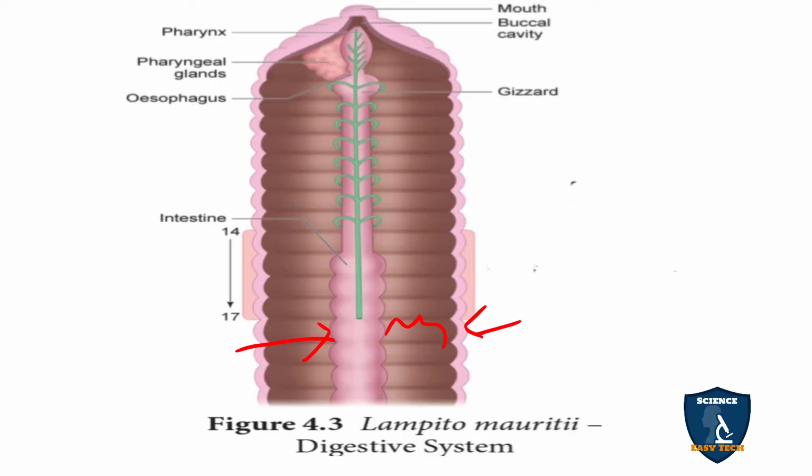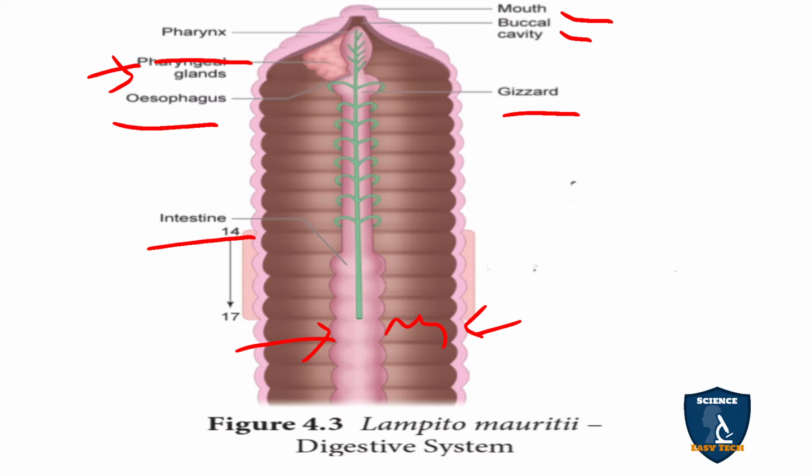Now we will see the digestive system. The digestive system starts from the mouth, then the buccal cavity. From the buccal cavity you can see the pharynx, and in the pharynx you have pharyngeal glands. After the pharyngeal glands you can see the gizzard, and the next portion is the esophagus. After the esophagus, a narrow tube-like structure called the intestine. The intestine starts from the 14th segment till the end, till the anus. It is the intestine portion.